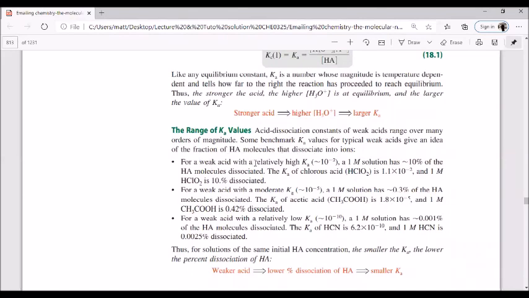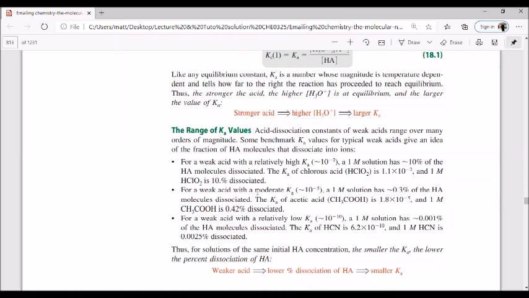For a weak acid with a relatively high Ka, a value of times 10 negative 2 at 1 molar solution, this is considered a stronger weak acid. The Ka of chlorous acid, for example, is 1.1 times 10 negative 2. So this is considered a stronger weak acid, and a 1 molar chlorous acid solution is 10% dissociated.